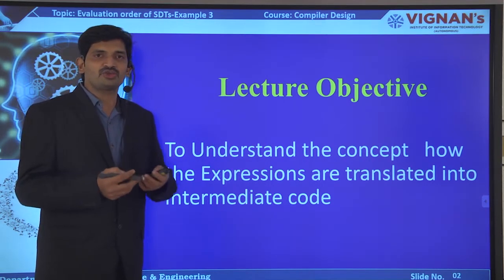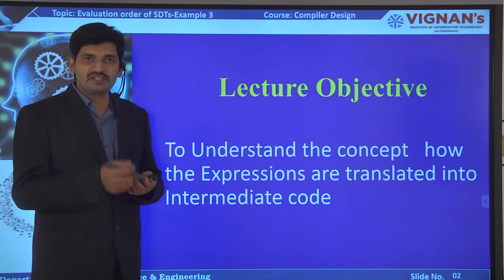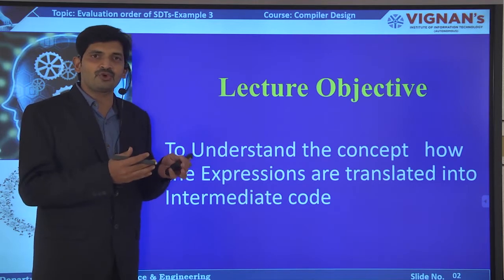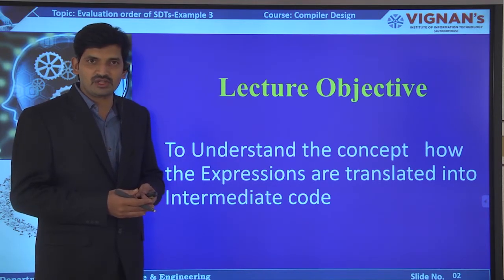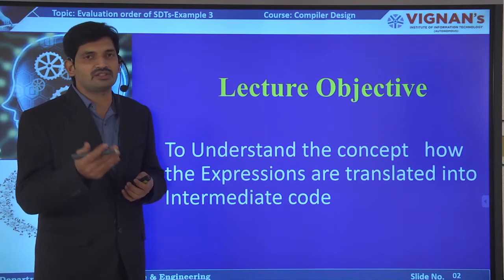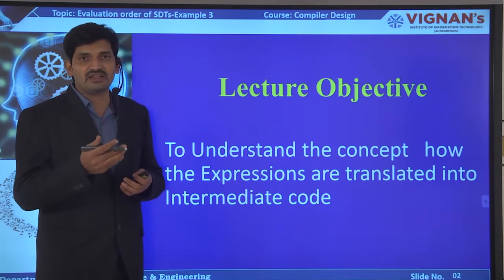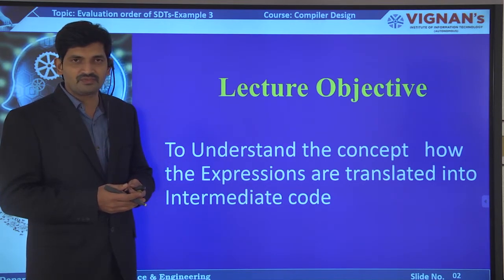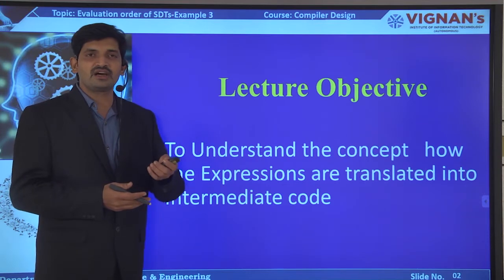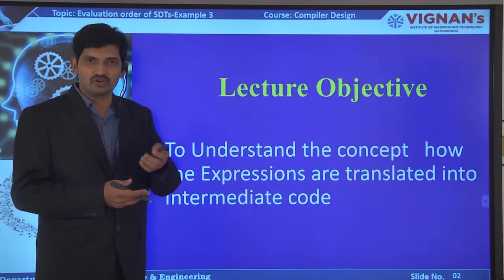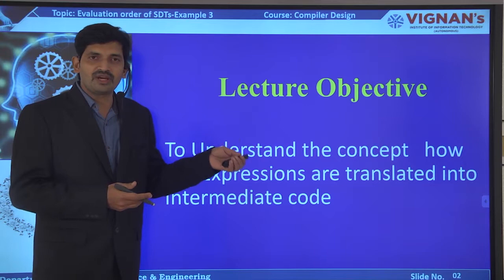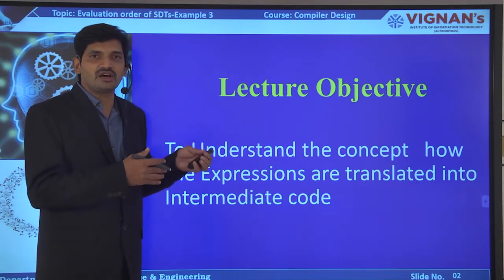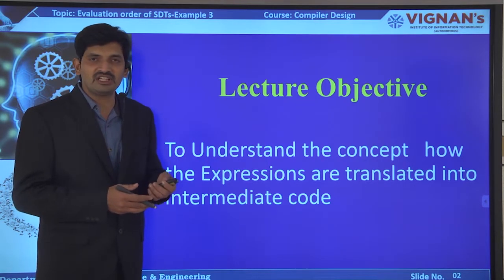If any source code is given to the compiler, the first phase of the compiler is lexical analysis. It is going to generate the tokens. The set of tokens are given as input to the syntax analysis phase. It is going to generate the parse tree or syntax tree. The third phase is semantic analysis. When the syntax tree is given as input to the semantic analysis phase, it is going to generate the annotated parse tree as output. And while we are going for the ICG, intermediate code generation, all these things are going to be converted into the intermediate code.